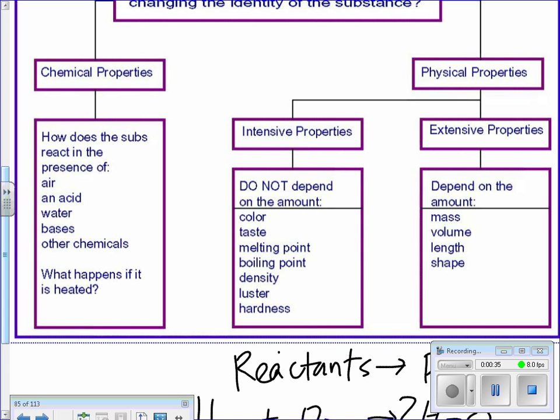And so things like this depend on the amount, so they're extrinsic. Things like this it doesn't matter. It's just a characteristic of that particular matter. So these are the different ones that are under the intensive category. So it relates back to what we've already talked about. Okay?